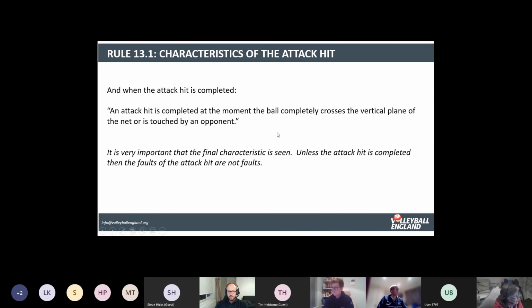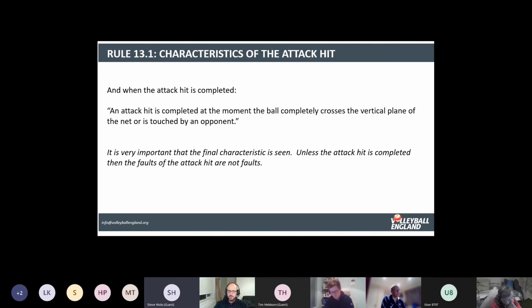So the key point here is that the attack hit is completed when the ball completely crosses the vertical plane of the net. So this is not just being over the net. It is no longer in your playing space, it's in your opponent's playing space. The whole ball has got to have crossed the vertical plane of the net or be touched by an opponent for an attack hit to be completed.